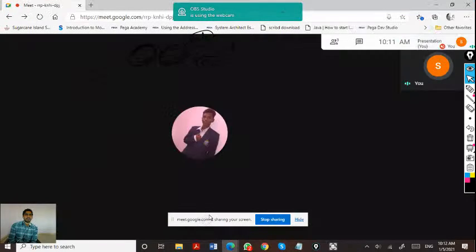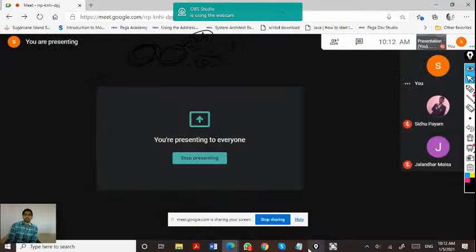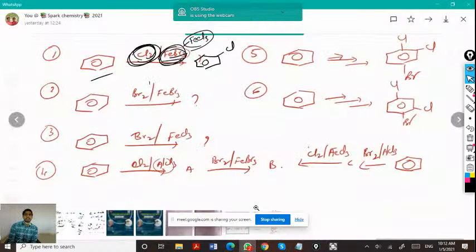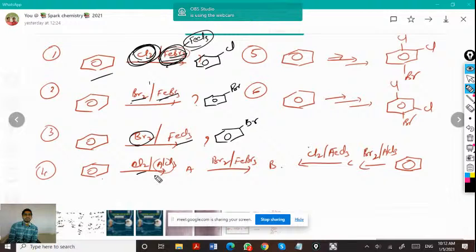The Lewis acid is just a supporting agent. It's going to initiate the electrophile formation. That's the importance of the Lewis acid. So if it is bromine, it's going to brominate and result in bromobenzene, even if it is FeCl3, even if it is FeBr3. When it is benzene and chlorination, it's going to give chlorobenzene.